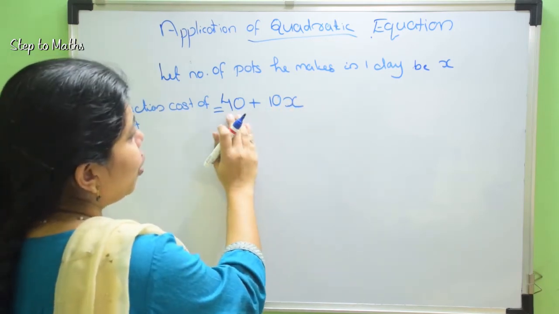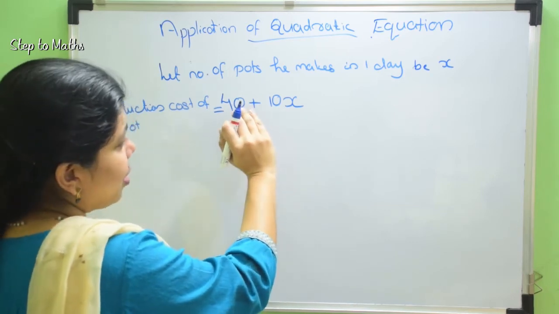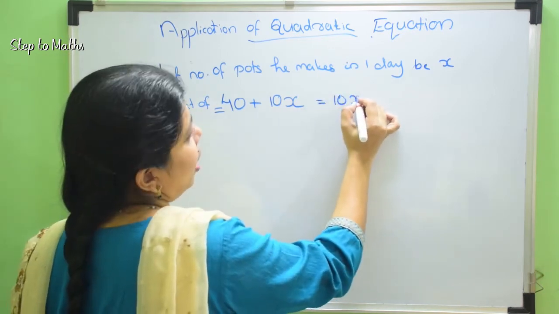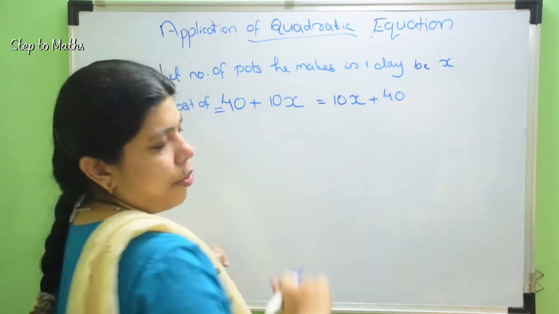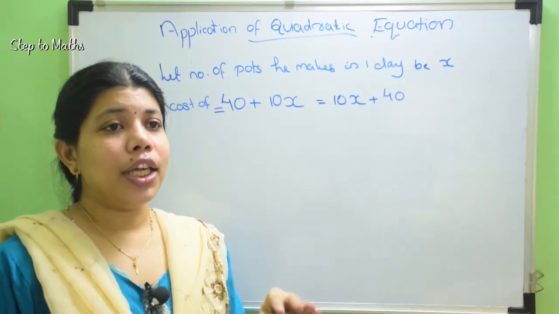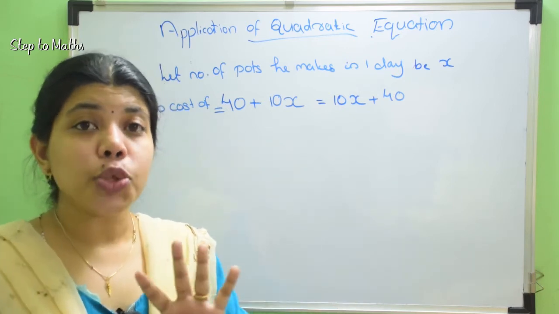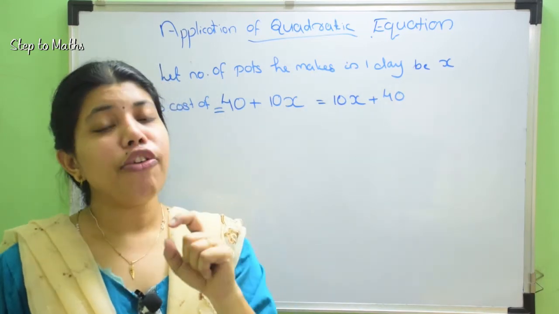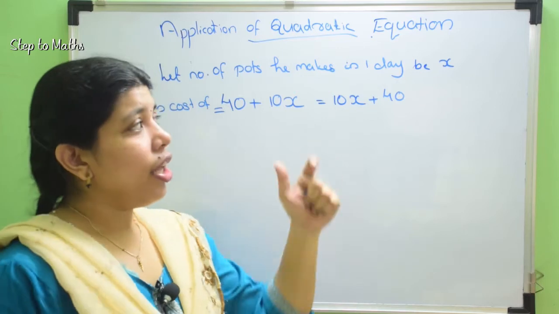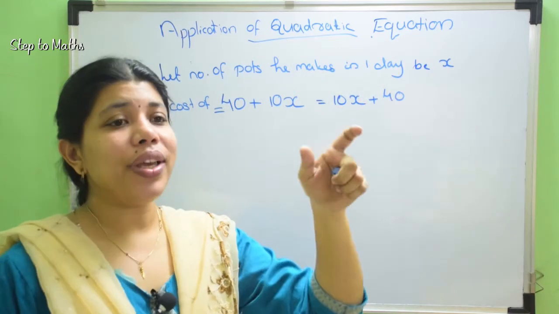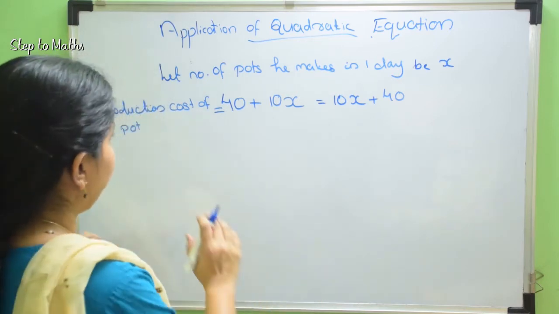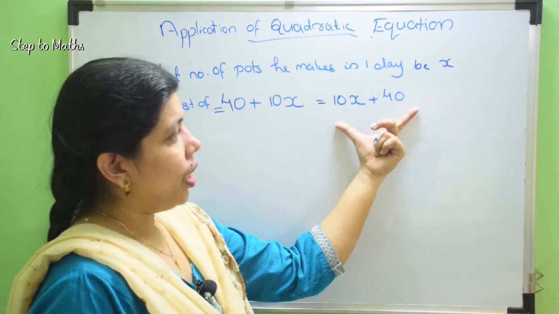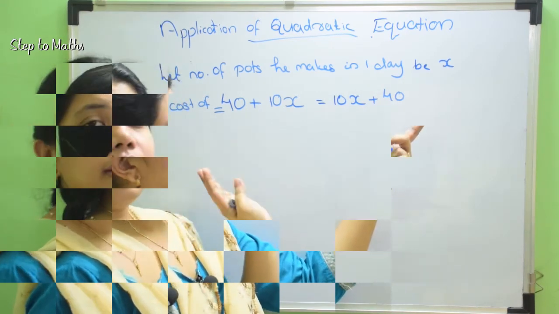That we represent as 40 plus 10x, or we can rearrange it as 10x plus 40. The another given value is the production cost of all pots per day. He makes x number of pots in one day, and its production cost is rupees 600. The production cost of one pot is 10x plus 40.